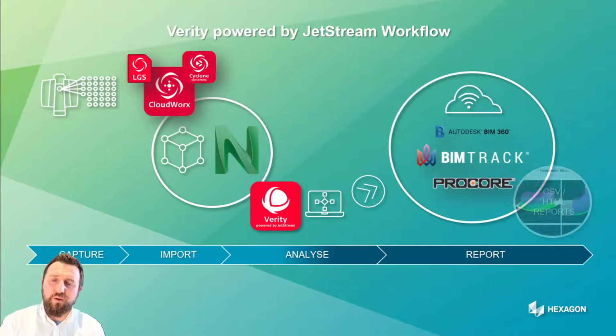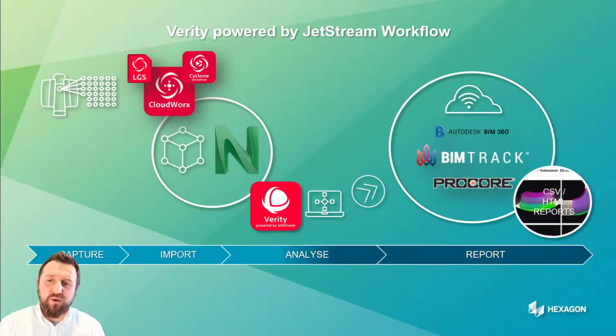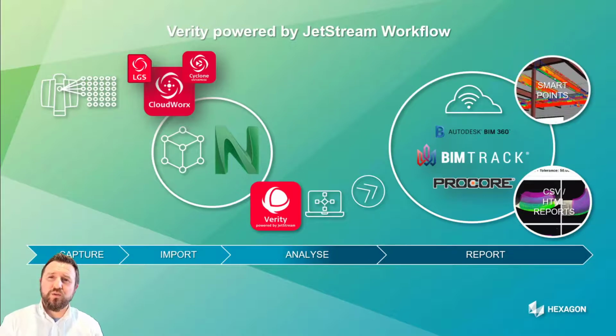So you can create CSV output, HTML outputs, you can create various reports in PDF format. You can also create what's called smart points, which is a selection of points which represent a heat map of deviations from a point cloud to a surface, and you can use those to represent the differences. But the good thing about Verity powered by JetStream is it will link back into things like BIM 360, BIM Track and Procore for issue tracking.